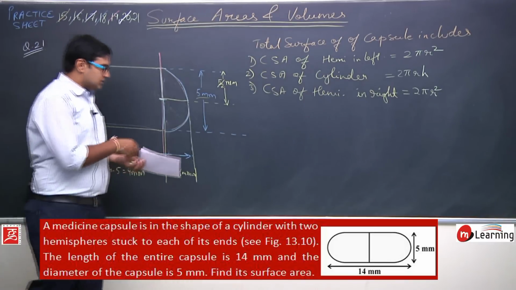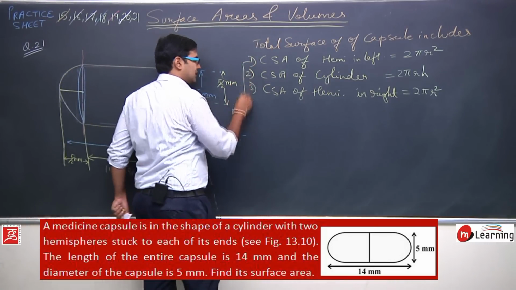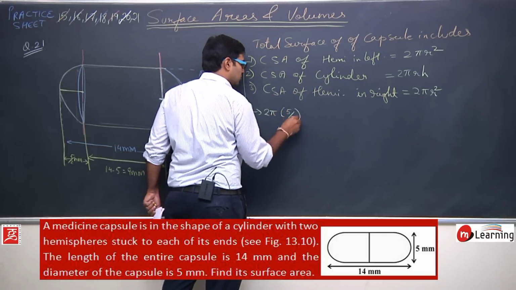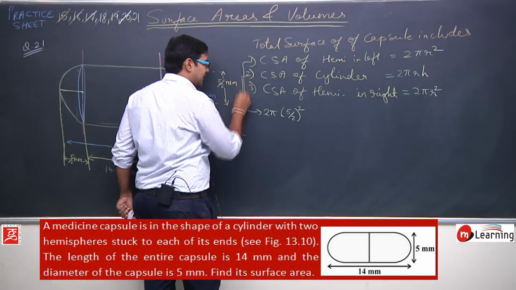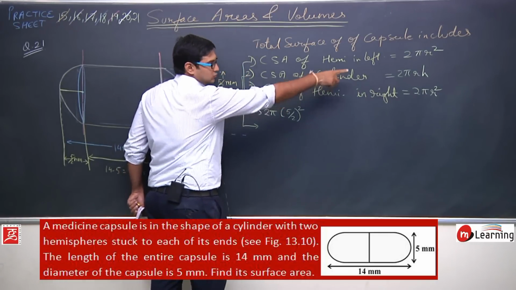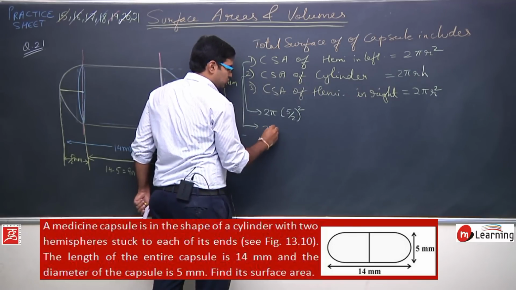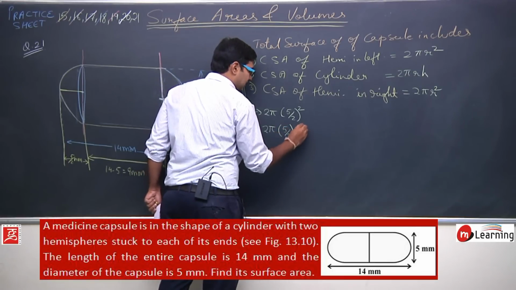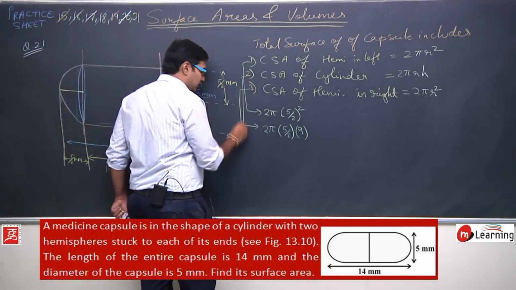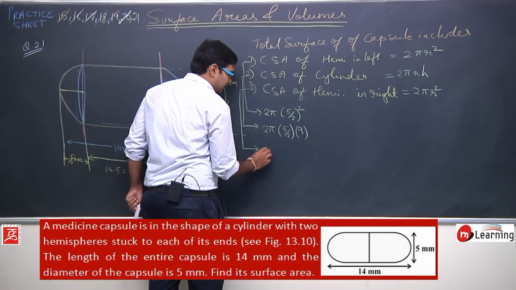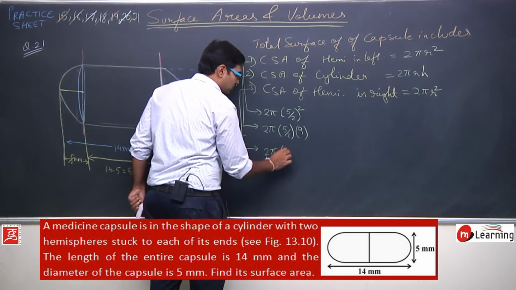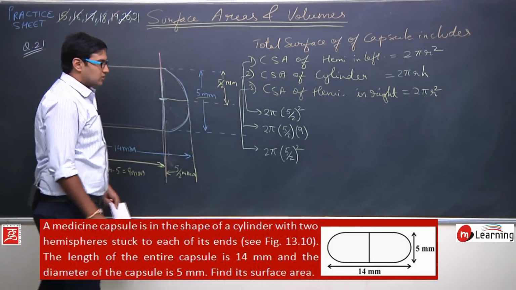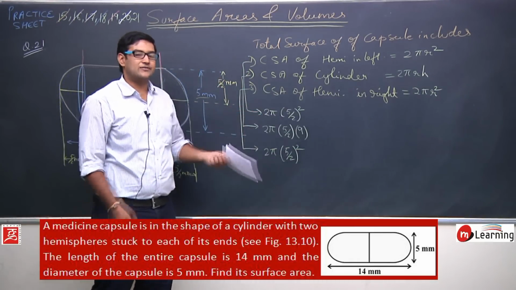Okay, so the first curved surface area will be 2 into pi into r, which is 5 by 2, square. Second, the curved surface area of the cylinder is 2 pi r h, so it is 2 into pi into r is 5 by 2 into h is 9. Then the third curved surface area will be 2 into pi into r is 5 by 2, square. Okay, so this is the total surface area.